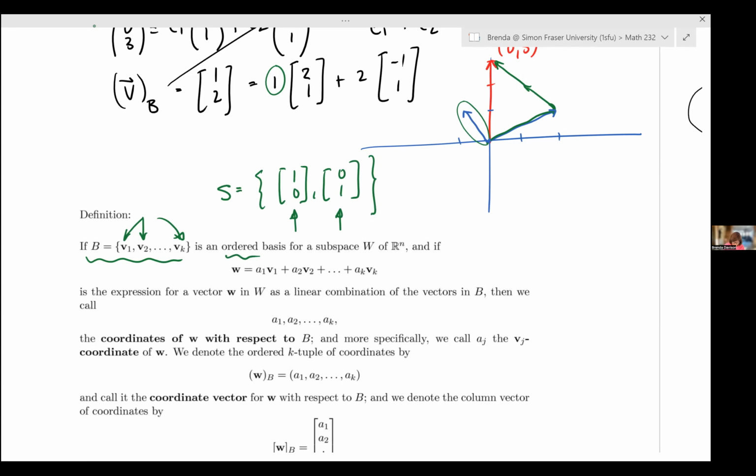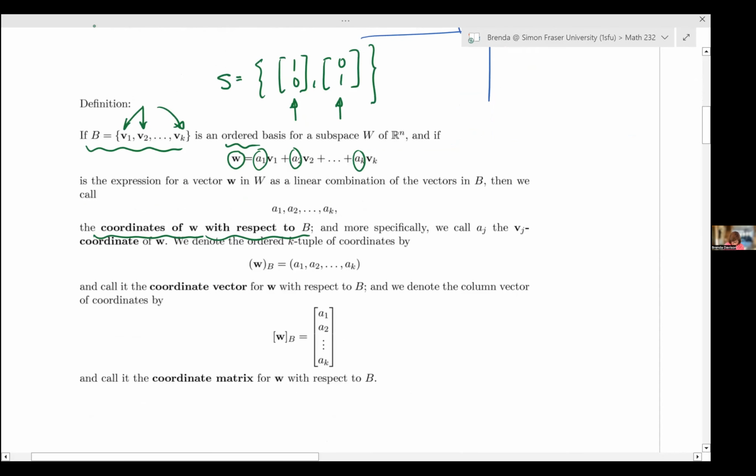So we have a basis for a subspace of Rn, and then we take a vector in Rn and we write it as a linear combination of the vectors of the basis. And we call those scalars here the coordinates of the vector v with respect to the basis. Okay, and we order it.